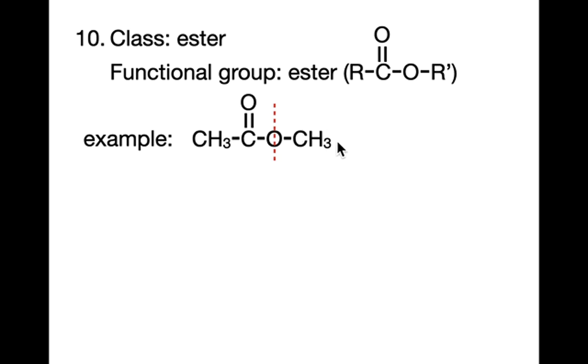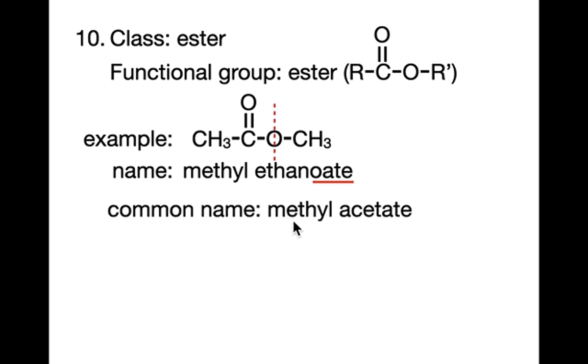To name this, we name the side that doesn't have the double-bonded oxygen first. In this case, it's 1 carbon long, so that's methyl. And this is 2 carbons long, so that's ethyl, but we change the name slightly. The name will be methyl, again naming the side that doesn't have the double-bonded oxygen first. And then there's a space, and then ethanoate. So eth, because there are 2 carbons, and then we have that oate ending. So methyl ethanoate, the 2 halves of the ester. The common name is methyl acetate.